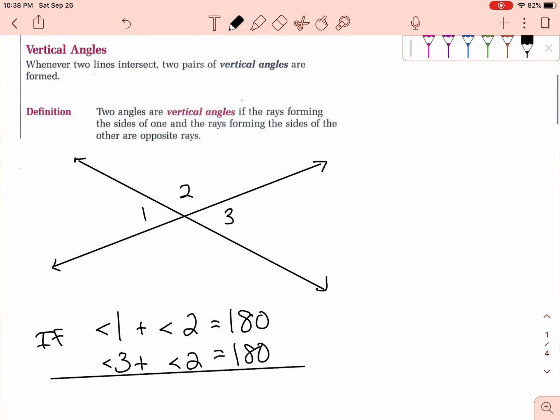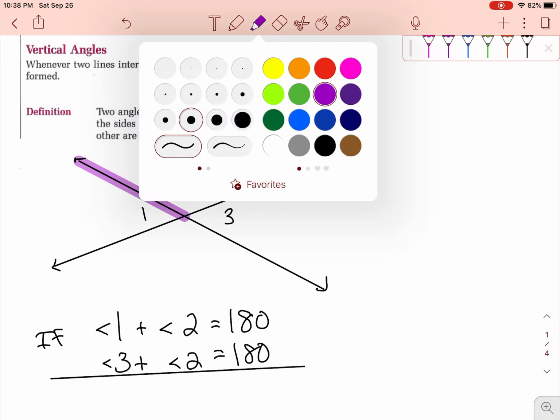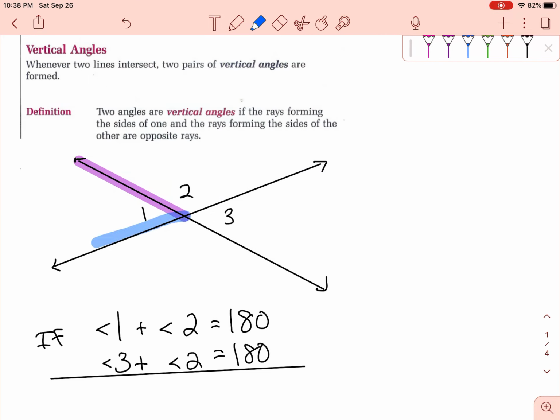In order to understand vertical angles, you need opposite rays. So vertical angles are formed from opposite rays, okay? Two angles are vertical if the rays forming the sides of one and the rays forming the sides of the other are the opposite rays. This is what it means. Angle 1 is formed by this purple and blue ray. Okay, angle 1 is formed by the purple and blue ray.